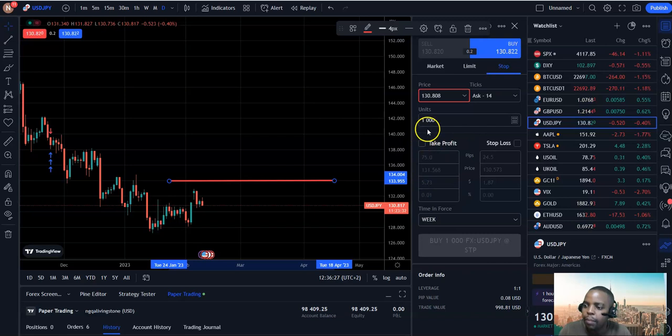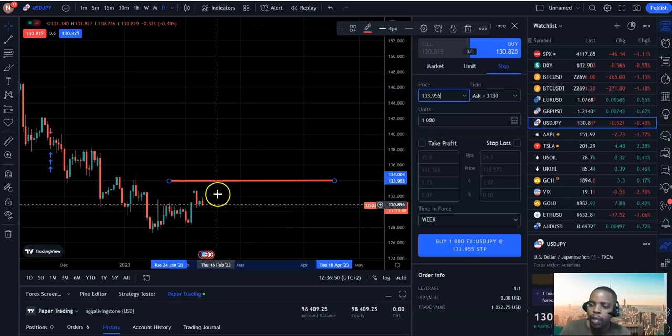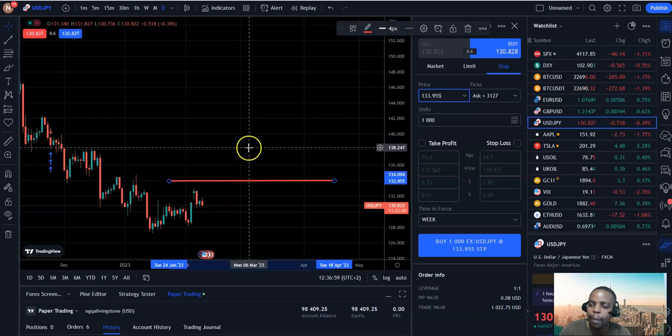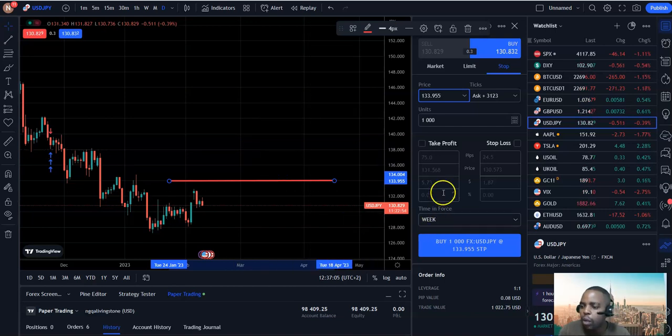Okay, so we're going to place the price once again. Right there is the price where I want it to trigger. I can just replace it and say 133.955, right? And then you still need to apply your take profit and your stop losses as well. So it's going to hit this, trigger this price, and then it will continue going up, and this is where I want to take my profit, at 138.000.